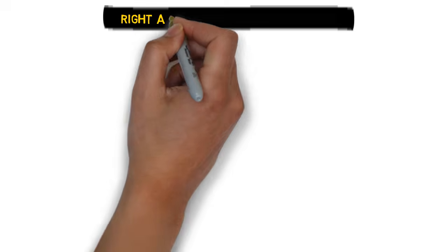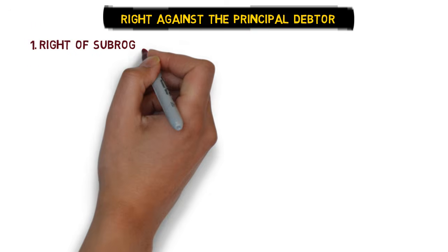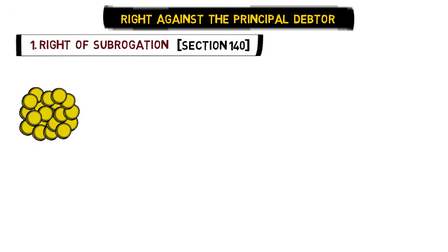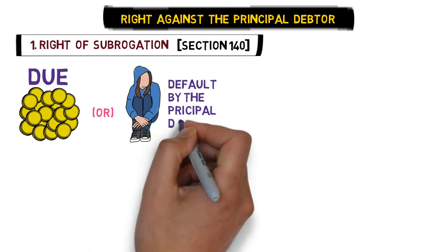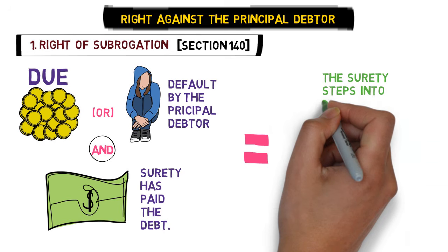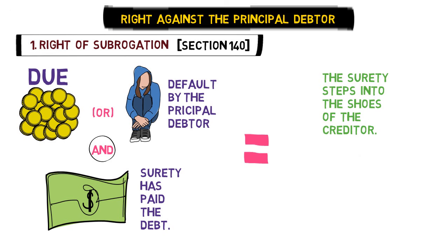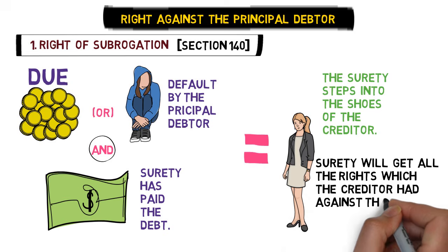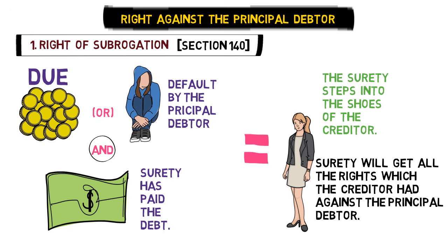Now let's see the right against the principal debtor. Mainly there are two rights available against the principal debtor. First right is right of subrogation. This is given under section 140. When the debt has become due, or when a default is made by the principal debtor and surety has paid the amount, the surety will step into the shoes of the creditor. That means surety will get all the rights which the creditor had against the principal debtor.